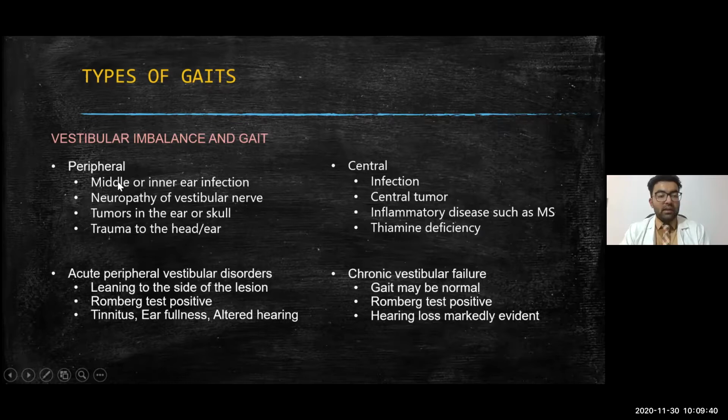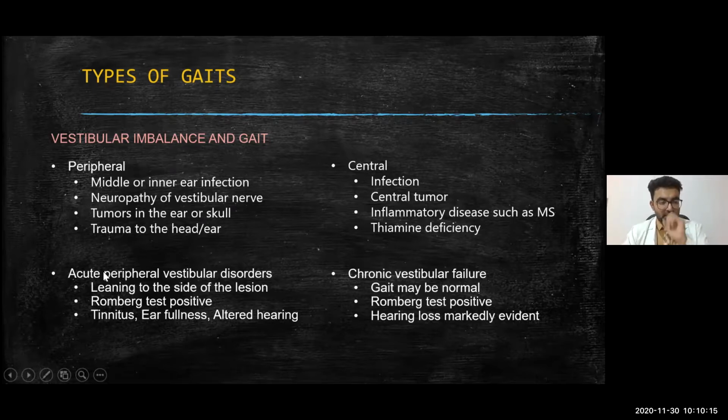In peripheral causes, the patient may have a middle or inner ear infection, neuropathy involving the vestibular nerve, a tumor in the ear or skull which is compressing the vestibular nerve, or any trauma to the head or ear. The central causes are infection of the brain, any central tumor or inflammatory disease such as multiple sclerosis, or thiamine deficiency. All these things can impair the vestibular function and give rise to the vestibular gait.